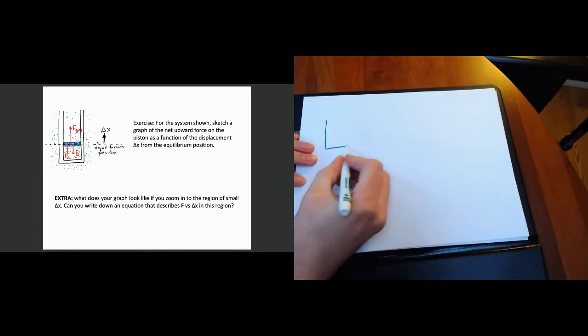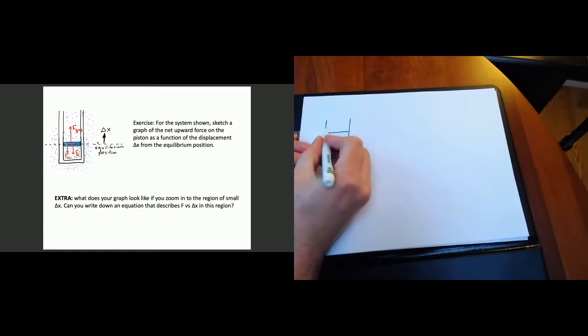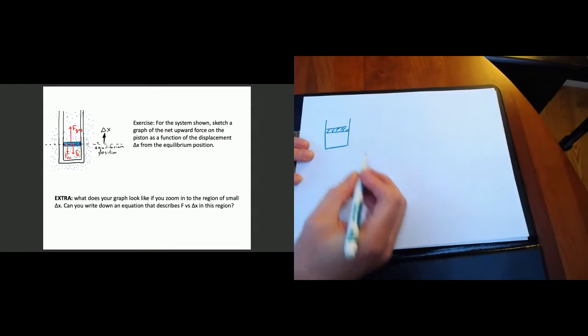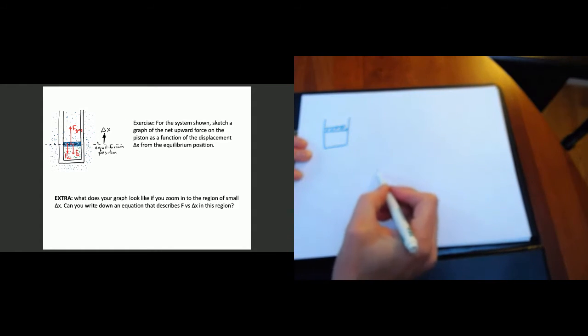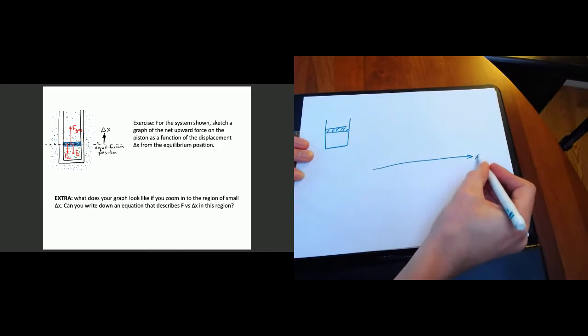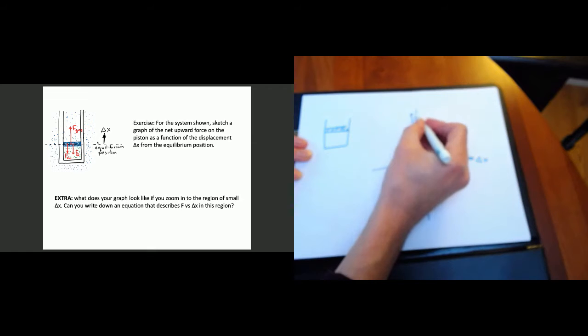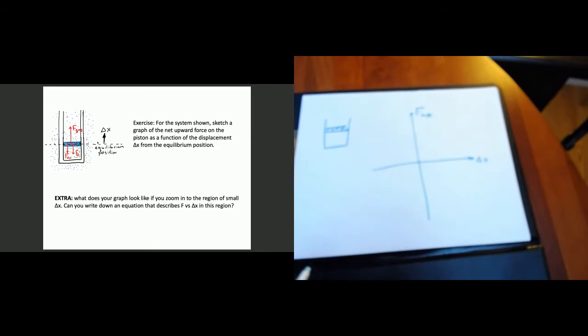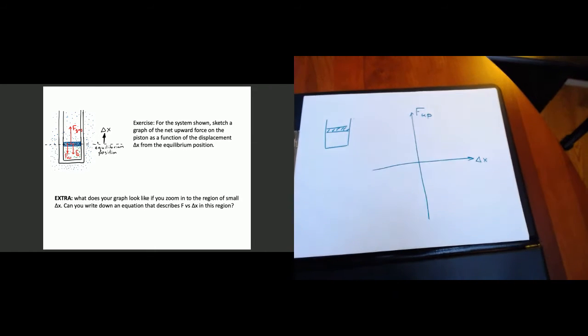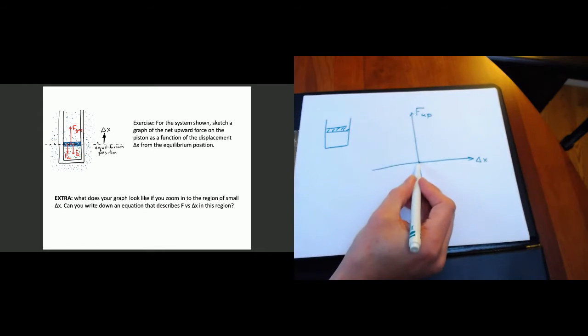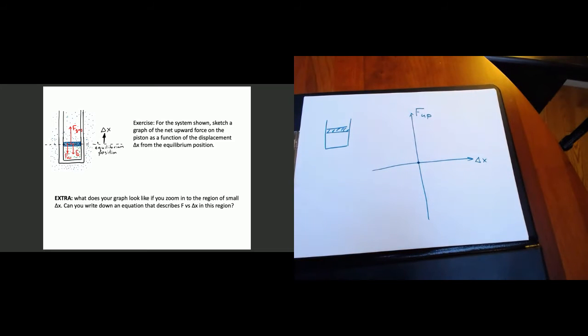So let me go ahead and draw the system again here. And I'm going to draw a graph where this is going to be my delta x, and then this will be my upward force. And so by definition, if delta x equals 0, that's the position where we're at equilibrium. And so we expect that there's going to be no restoring force there. That's the place where the net force is equal to 0.